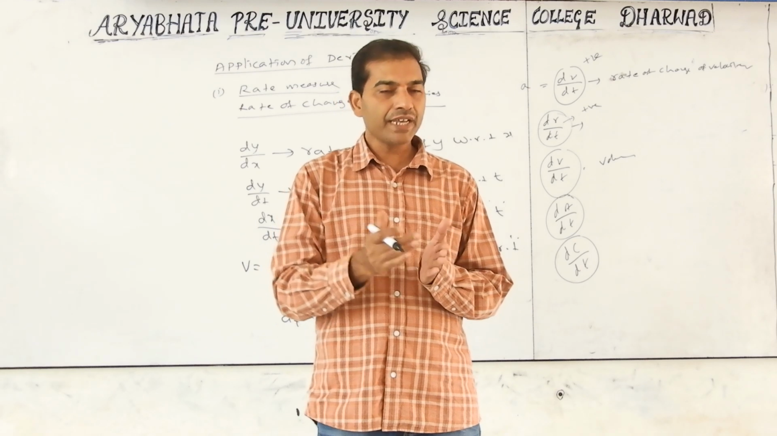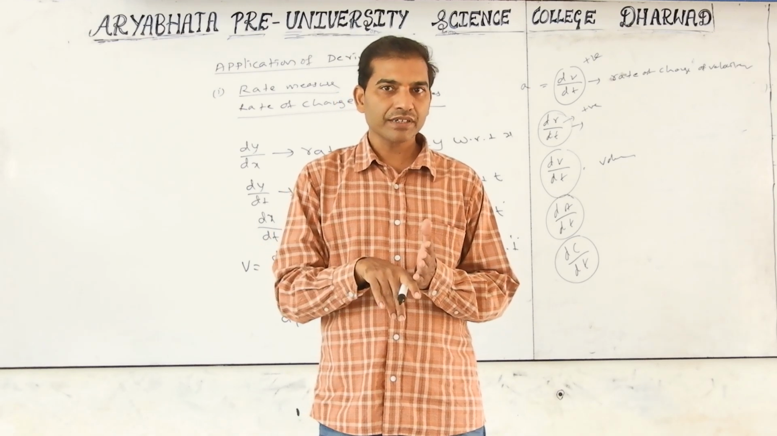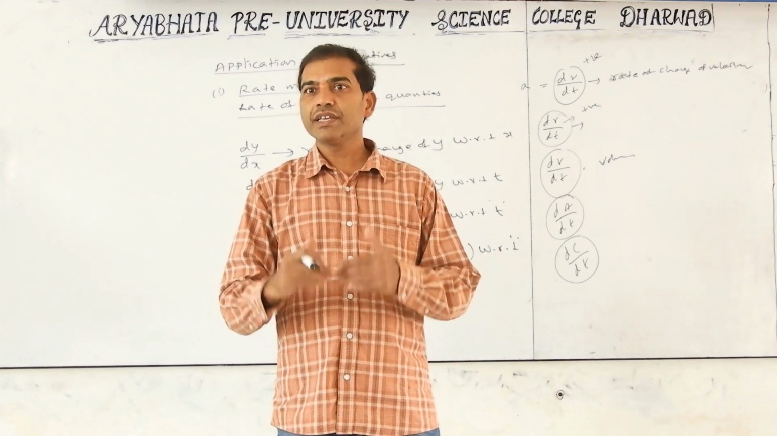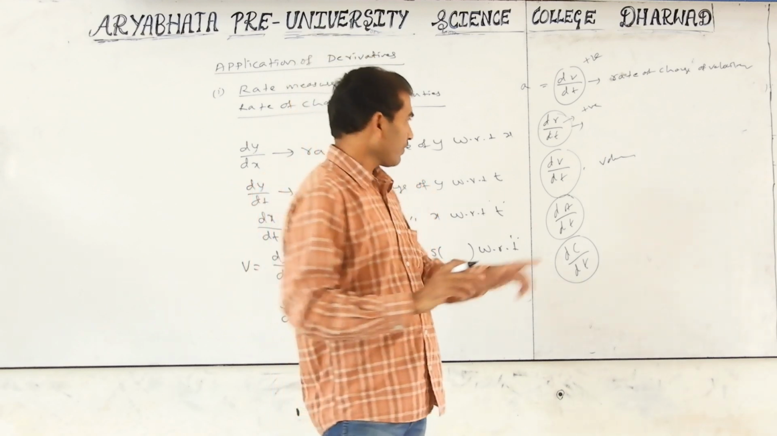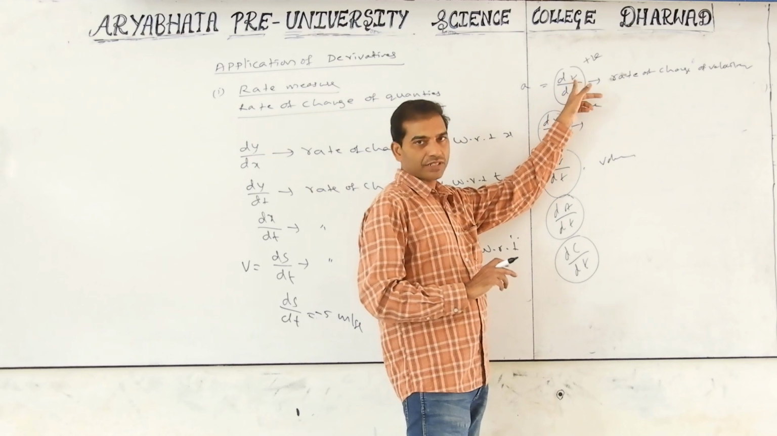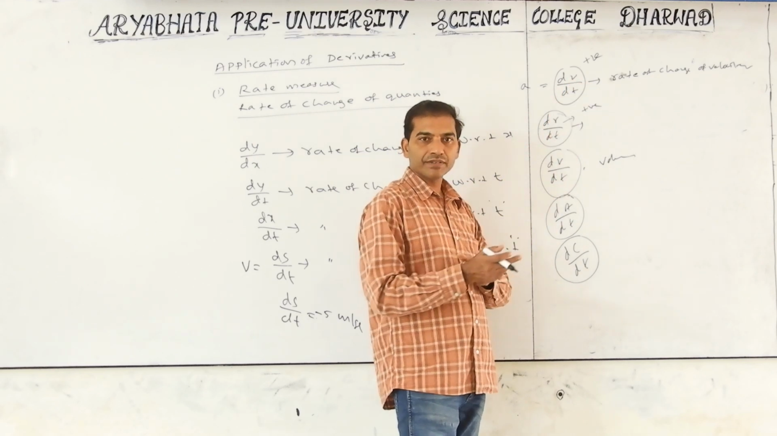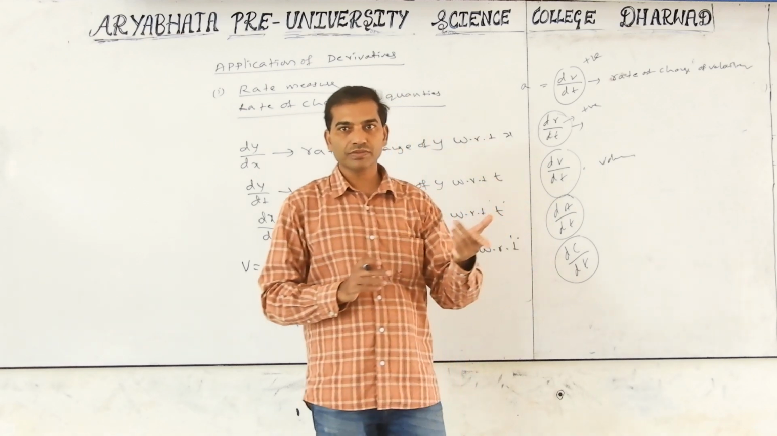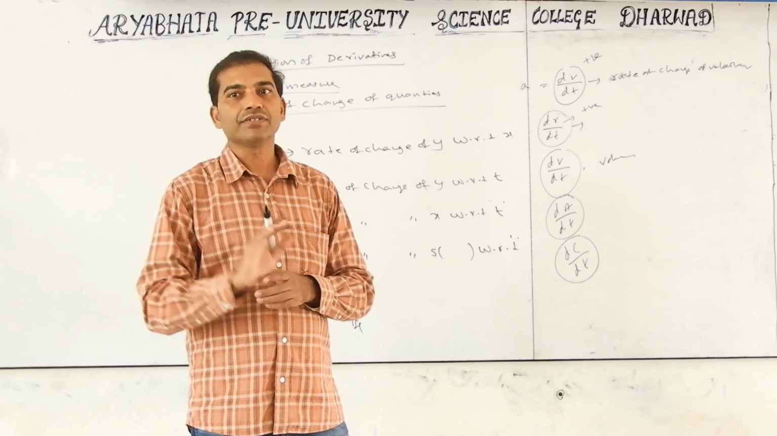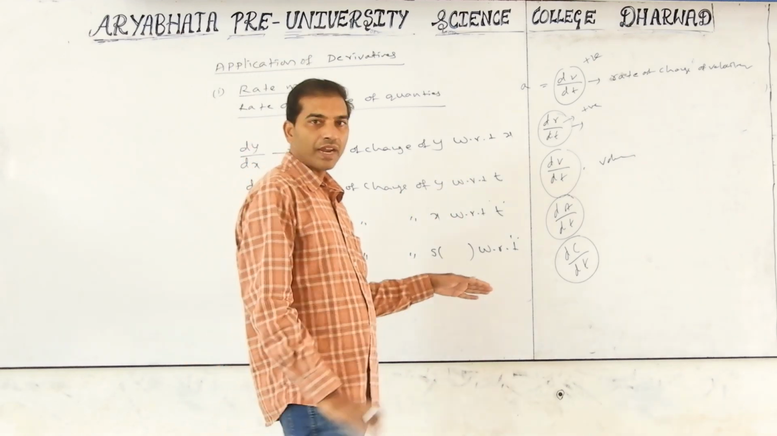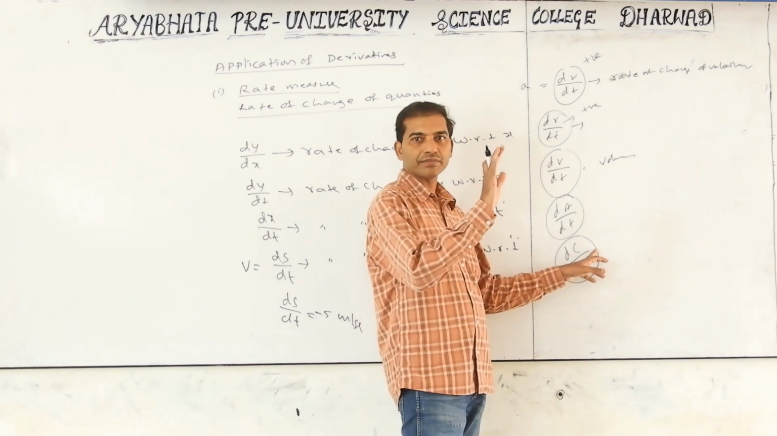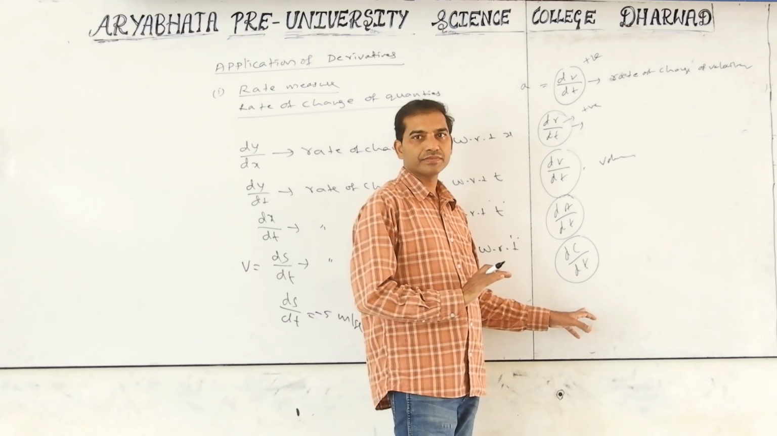Understood? If the area is increasing, then dA by dt is positive. If it is decreasing, dA by dt is negative. Here dV by dt, V is volume; if the volume is increasing, dV by dt is positive. If the volume is decreasing, dV by dt is negative. Are you following? And if dC by dt is positive, the circumference is increasing. If it is negative, decreasing. Okay.